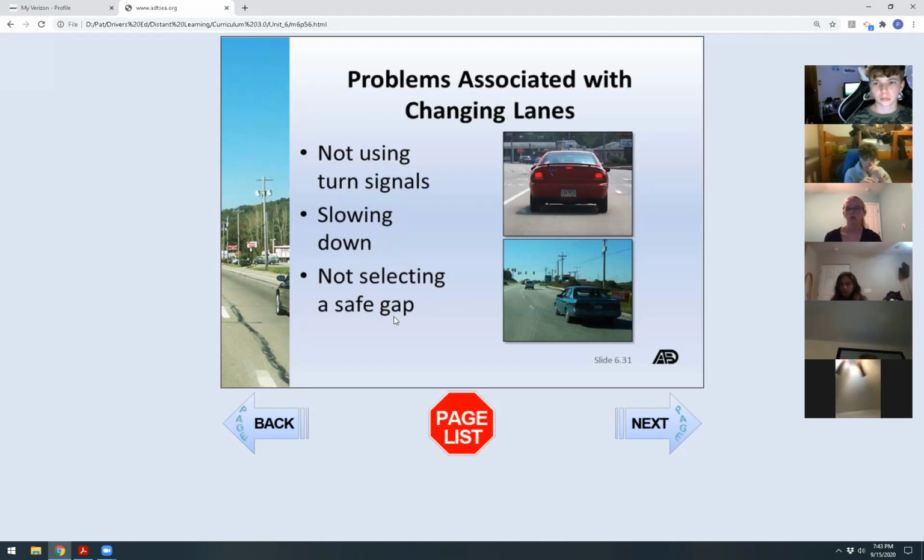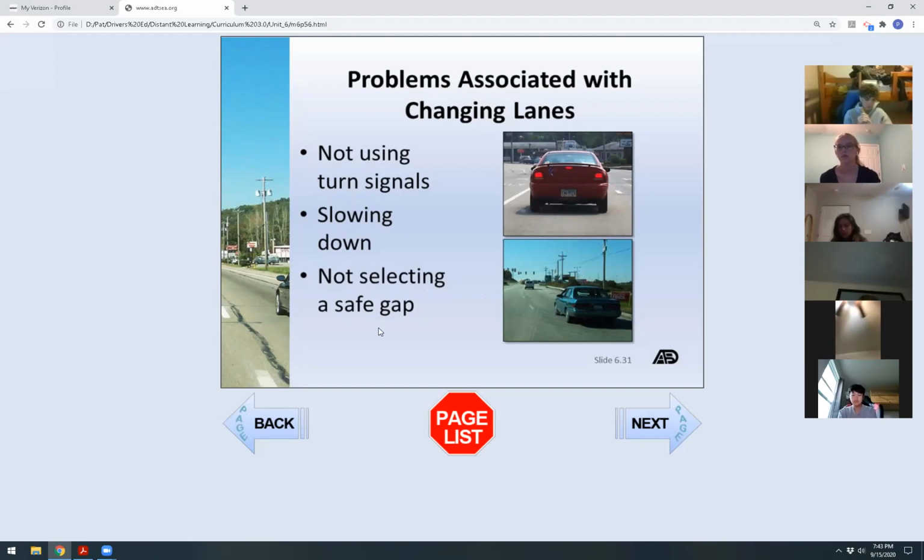And then not selecting a safe gap. We think we have enough room to change lanes. We start to go and we run out of room. And either we swerve back or someone has to slam on their brakes, whatever. Like I said, the other people shouldn't have to do anything for you to get into that space. It shouldn't require anything on their part. Same thing if you're pulling out of a parking lot or from a side street out onto another road. The people around you should not have to touch their brake pedal for you to do that. Okay, because you don't know what they're doing. They could be distracted by something, looking elsewhere. If someone has to touch their brake for you to pull out, you should have waited longer.